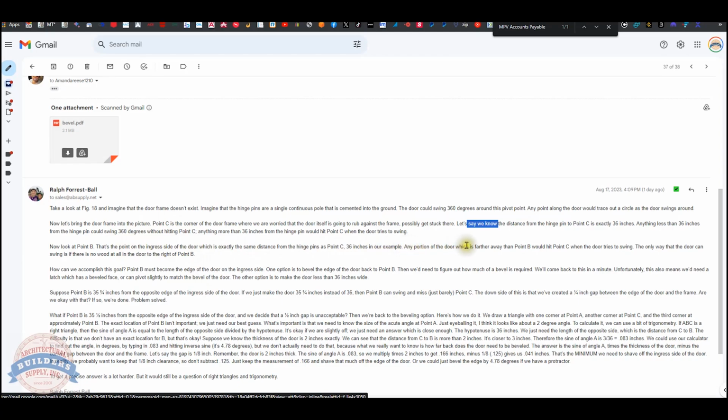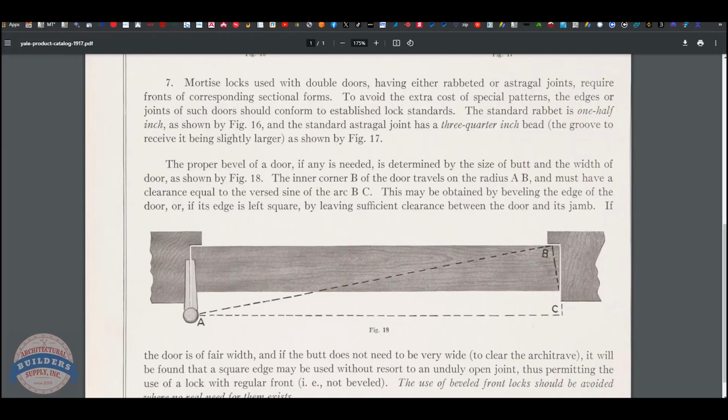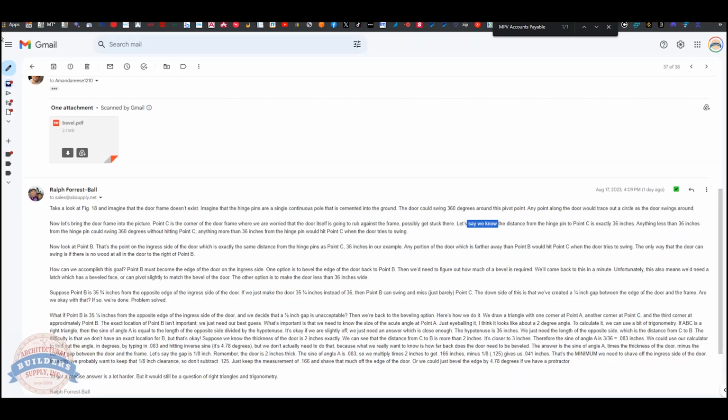Any portion of the door which is further away than point B would hit point C when the door tries to swing. The only way that the door can swing is if there is no wood at all in the door to the right of point B. To the right of point B is this area here. Wood's got to go. He's really elegantly building the case for why the door has to be beveled. He's saying if it's not beveled, you're going to have a problem.